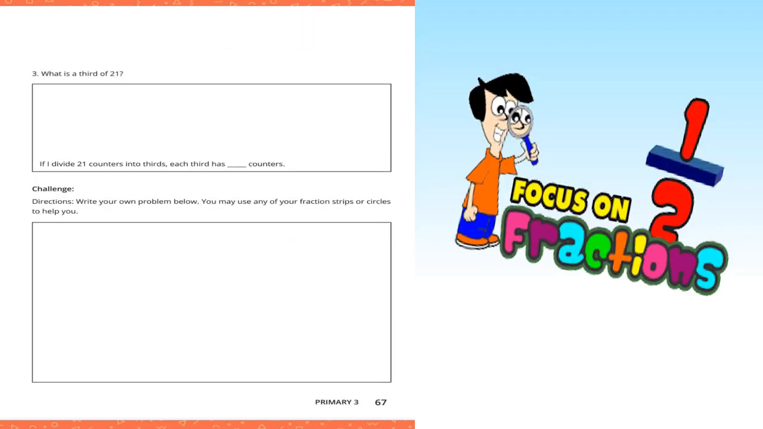What is the third of 21? Third of 21. It's 21 divided by 3 equals 7. So each third will take 7.